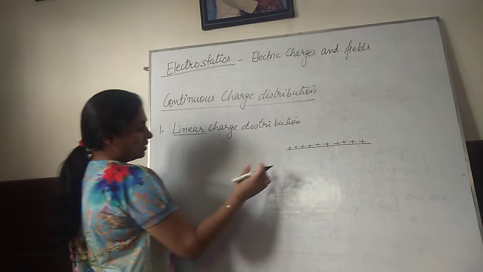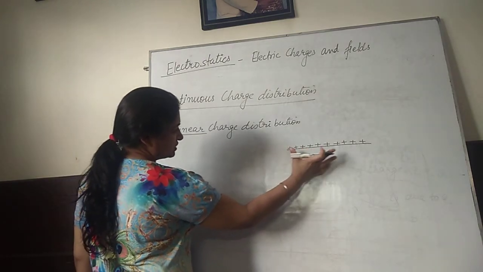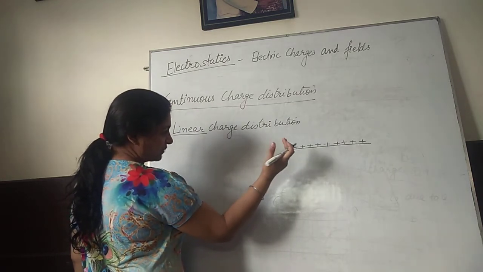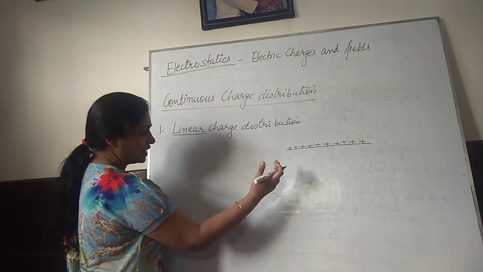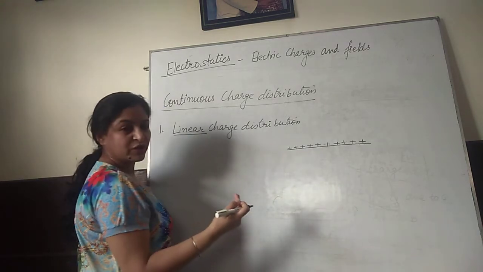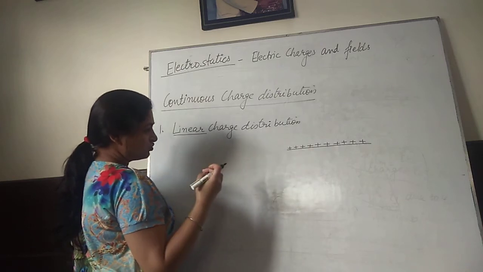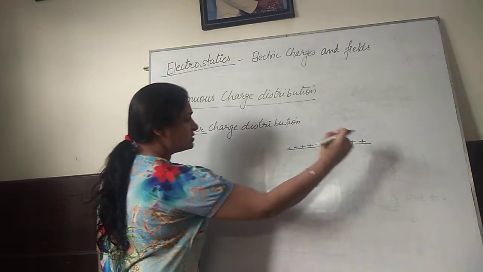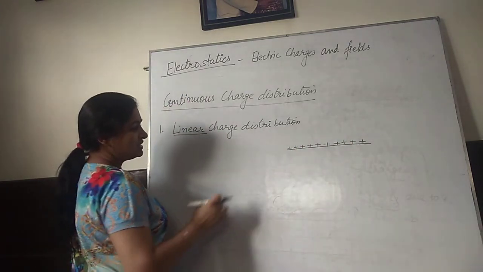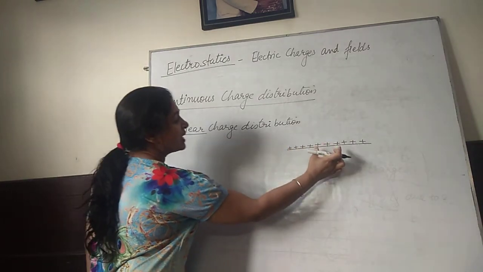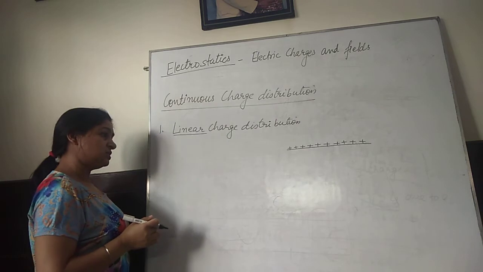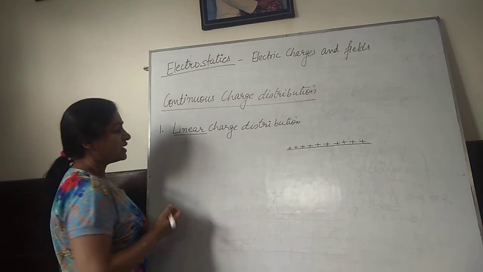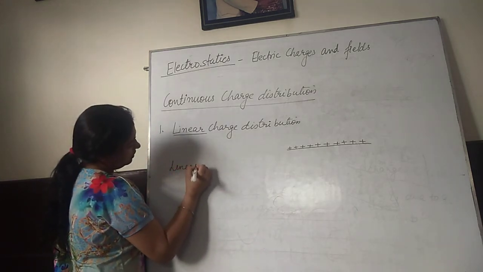Here you can take a small portion of this length, or sometimes you may take the whole length. By dividing this line into different parts, the charge would be different for each line segment. So I want to define some physical quantity which will remain constant for this type of line distribution, whatever portion of the line I take. So what can I consider in that case? That is linear charge density.